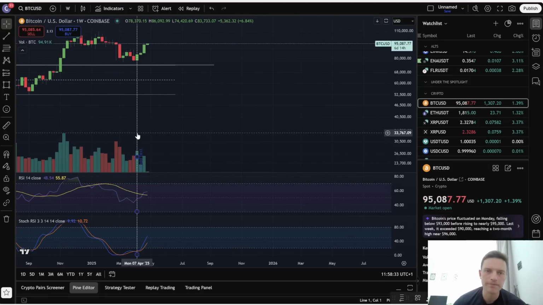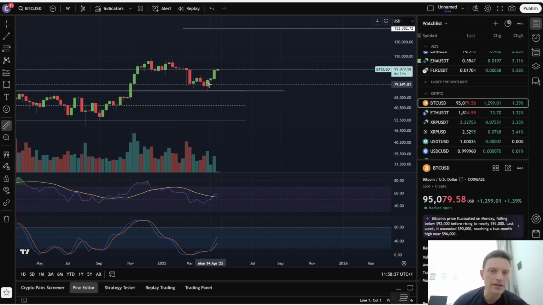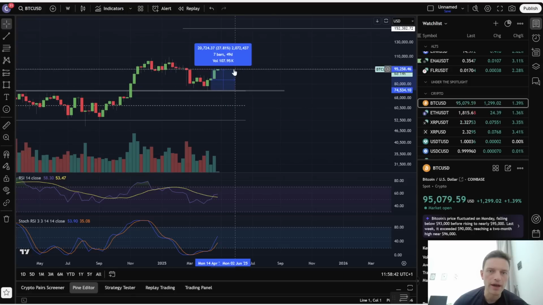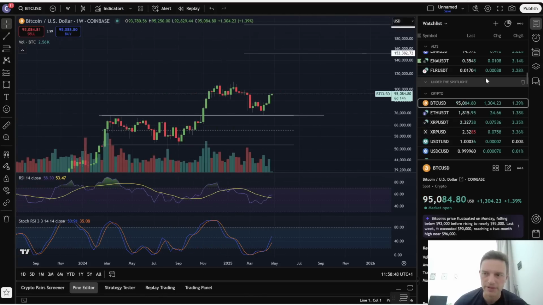So let's look at Bitcoin. Bitcoin's back up at $95,000. We were in ultimate fear down here just like 3 or 4 weeks ago, and we've rallied from that area about 27%. That's only since the 7th of April. So in the last 3 to 4 weeks, we've done a 27% gain on Bitcoin.